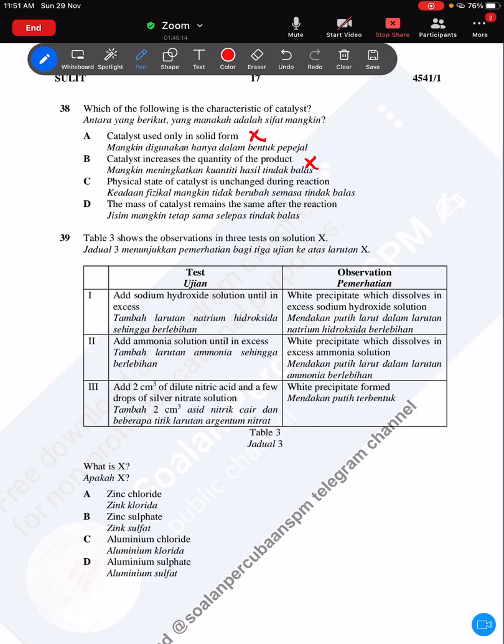Physical state of a catalyst is unchanged during the reaction. Wait, that seems right. The mass of the catalyst remains the same after the reaction. The most accurate answer is D, because the catalyst you added into a chemical reaction doesn't undergo any chemical reaction. It just helps to increase the rate of reaction. That's it.